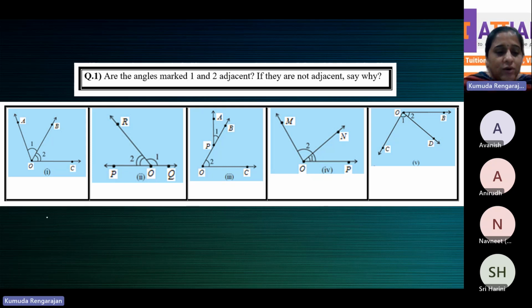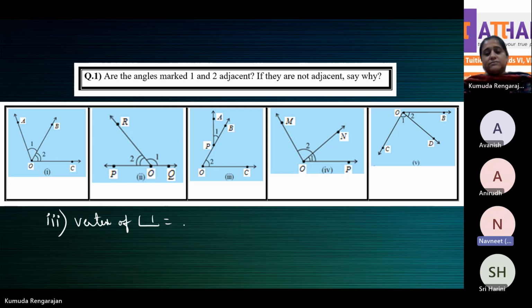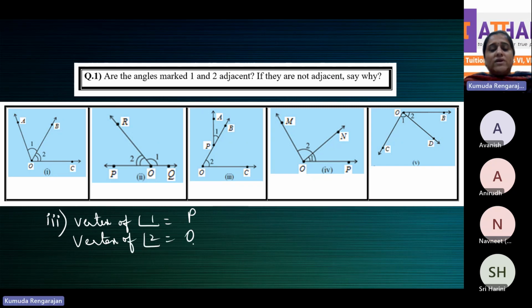Now we'll do figure 3. Now tell me the vertex, all of you. Vertex of angle 1. Ma'am, P. Vertex of angle 2. O. Do they have a common vertex? No, ma'am, they don't.